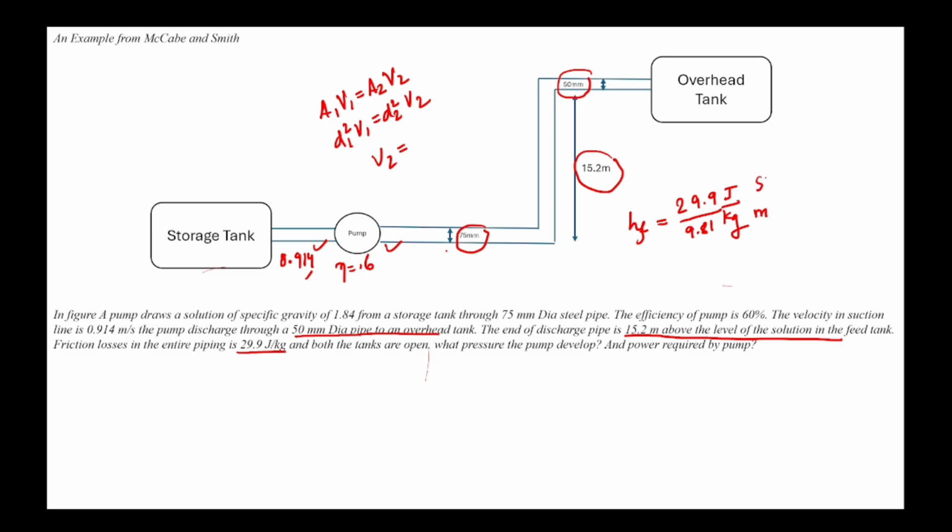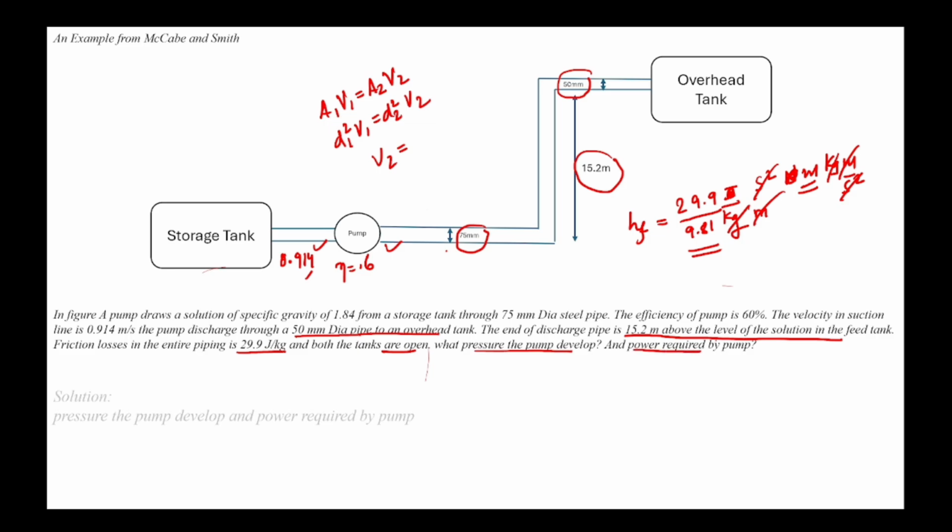meter per second square. Now see, joule is what? Joule is Newton meter. Newton is what? Kg meter per second square, right? So kg and kg will cancel out, second square will cancel out, meter will cancel out, it becomes only meter. So when it is in joule per kg, you have to divide it by g. That will give the head unit. Okay, now both the tanks are open. Okay, what pressure does the pump develop and what is the power required by the pump?